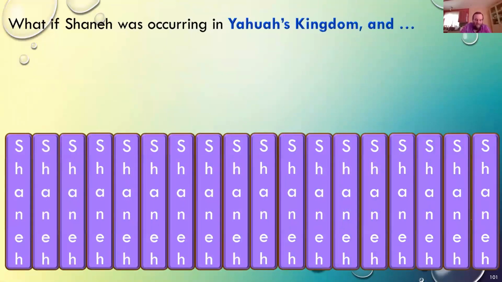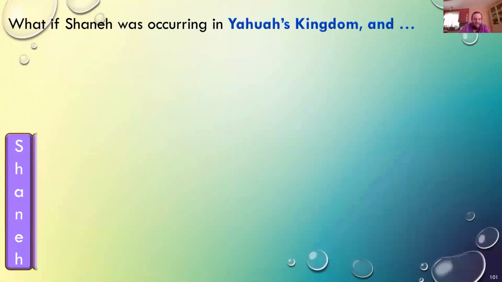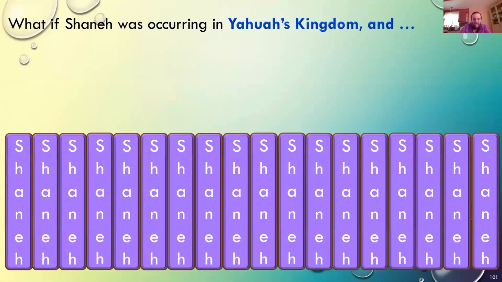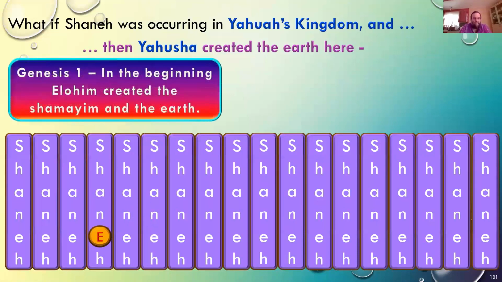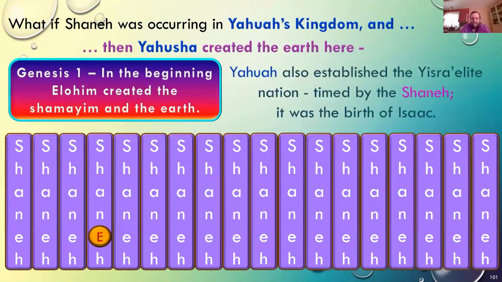I'm going to back this up. Let's watch that. Duplication. Interesting. What if Shanae was occurring in Yahuwah's kingdom, and then Yahusha created the earth here? Genesis 1, in the beginning Elohim created the Shemayim and the earth. Yahuwah also established the Israelite nation timed by the Shanae. It was the birth of Isaac.